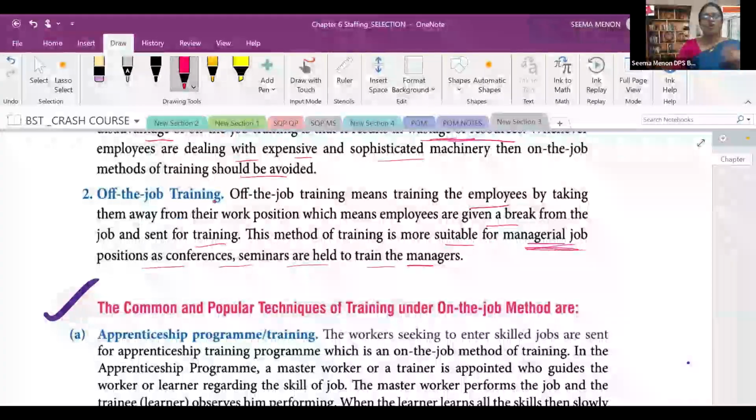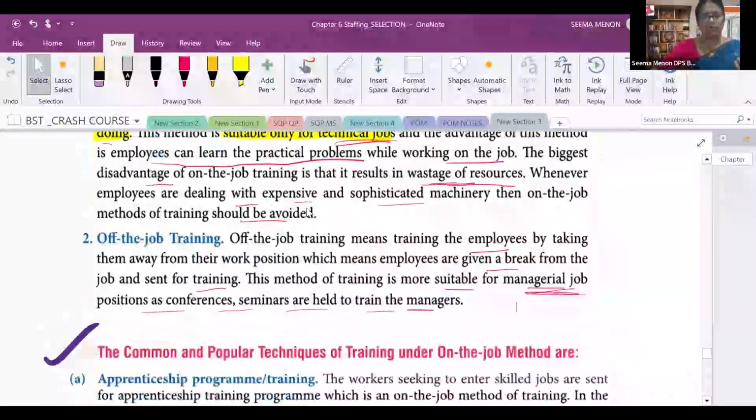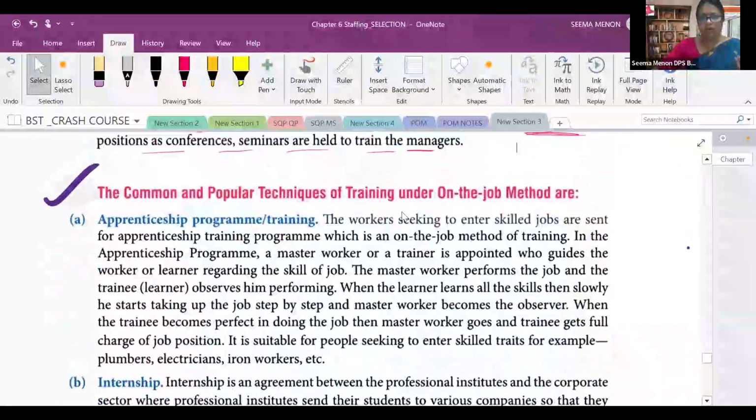A manager cannot learn while doing. They have to get training about various aspects: decision making, planning, coordination, time management. They should get off the job training. I hope this explanation about on the job and off the job training is clear to you.